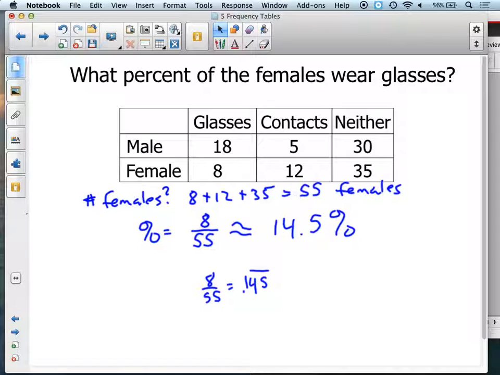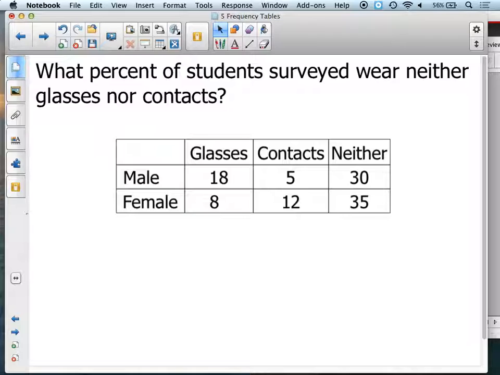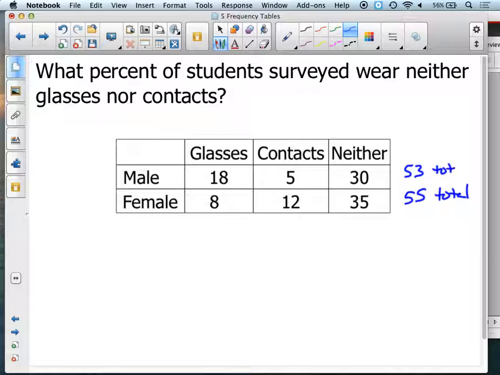So let's keep going. Other things we can do in the table. What percentage of students surveyed wear neither glasses nor contacts? Well, how many people were surveyed? It says what percent of the students. How many students did we ask? We already know that the females had 55 total. So then the males, if I add 18 and 5, I get 23, plus another 30 is 53. So then my total is 108 students.